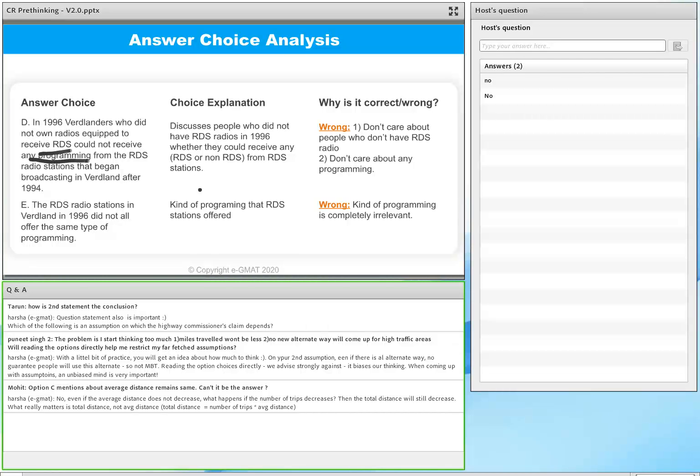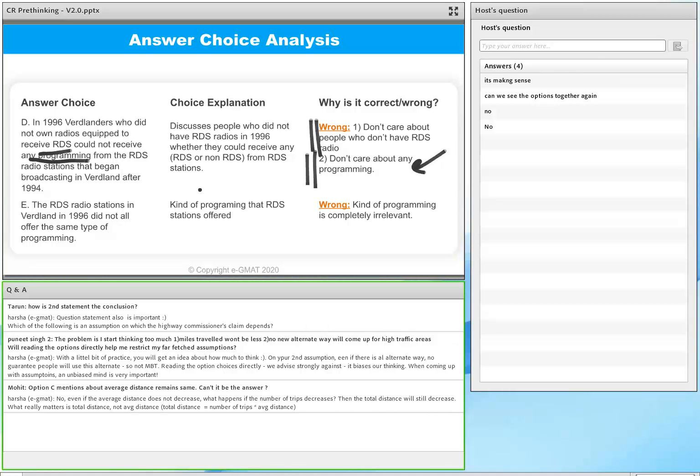So why is this choice wrong? It talks about people who don't have the right kind of radio. It talks about programming that we don't care about. It has nothing to do with this. Remember, the argument tells us as a fact, to receive RDS programming, you need to have an RDS radio. You need to be within the range of an RDS station. Type of programming is irrelevant.